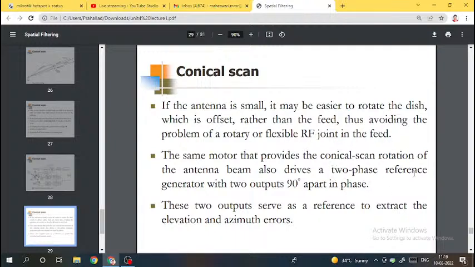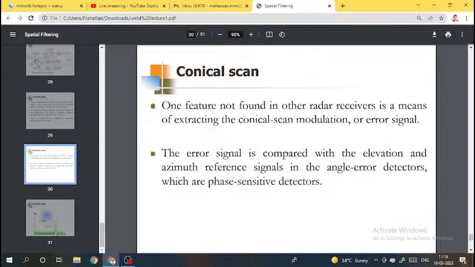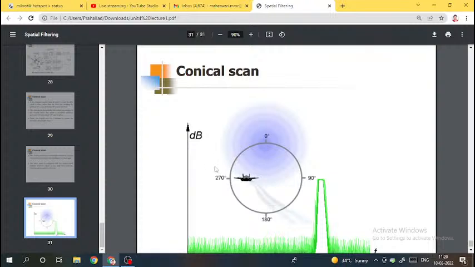The same motor that provides the conical scan rotation of the antenna beam also drives a two-phase reference generator. So all this discussion is about the elevation and azimuth angle error detection and changing the servo motors. Right? So your conical scan antenna beam will be rotating like this. Suppose this radiation pattern is of the conical scan antenna, this will be rotating like this, in a circular way. Suppose your target is very near to 270 degrees.